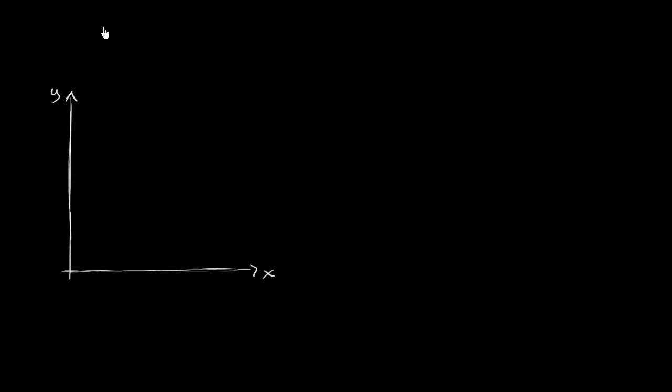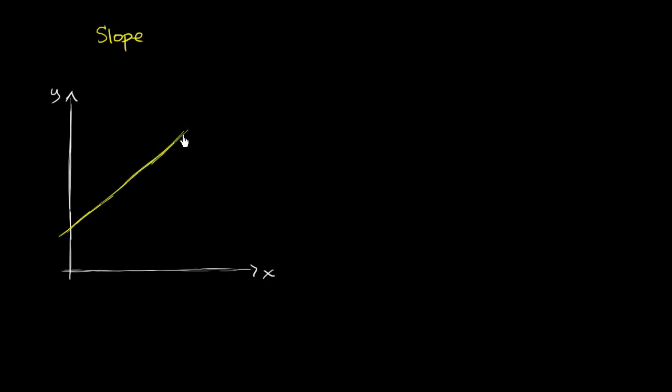So let's review the idea of slope, which you might remember from your algebra classes. The slope is just the rate of change of a line, or the rate of change of y with respect to x as we go along a line. And you could also view it as a measure of the inclination of a line.